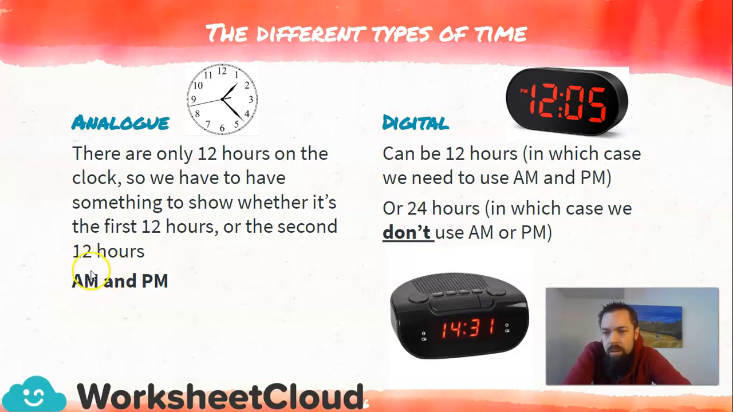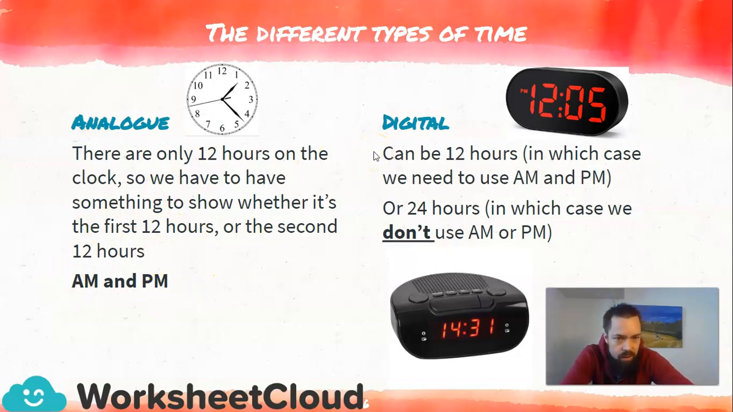And these are Latin, or they're short for Latin. AM stands for ante-meridian, which means before the middle. And PM stands for post-meridian, which means after the middle. So this is before middle of the day, and this is after middle of the day. Yeah, so that's why we have to have, because this clock only shows 12 hours and we have 24 hours in a day. So that's where AM and PM comes in.